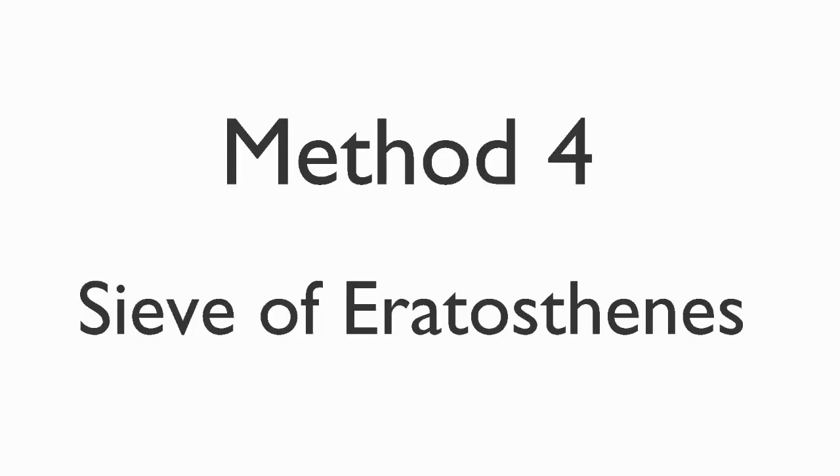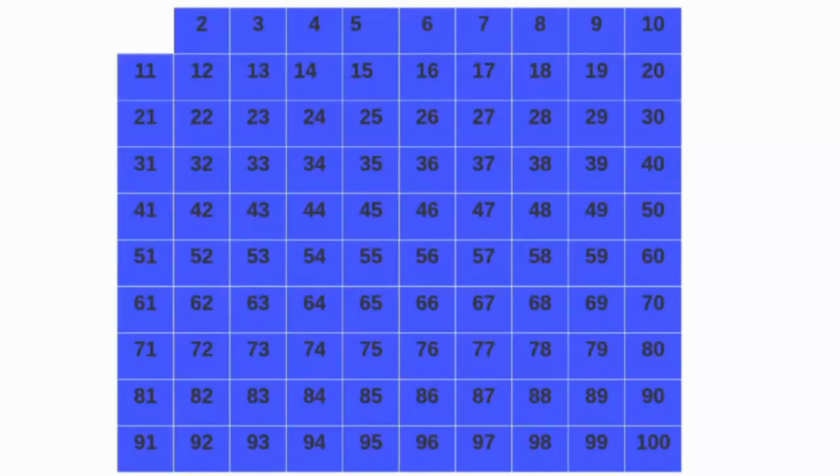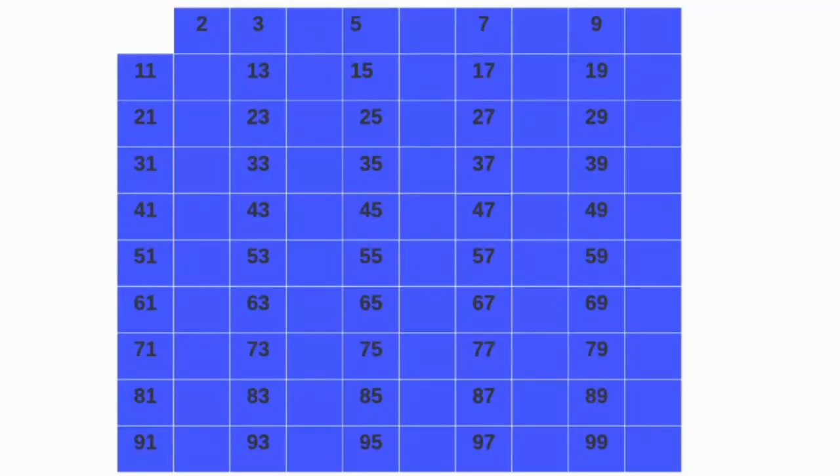Method 4. Sieve of Eratosthenes. The ancient Greek mathematician Eratosthenes came up with a method to create a list of prime numbers in a certain range. This method is to start with a list of all the numbers in your range. Then you mark out all the multiples of 2 in that range. So, other than 2, you mark out 4, 6, 8, 10, etc.